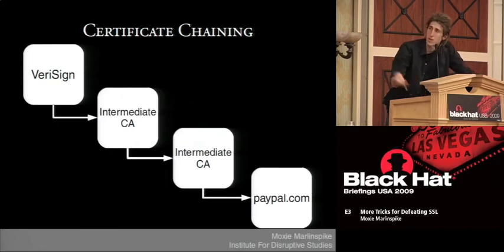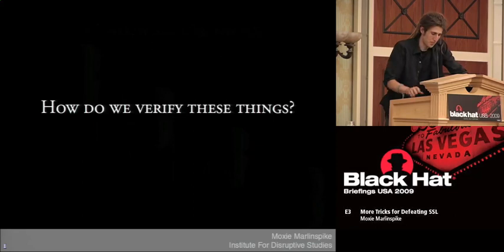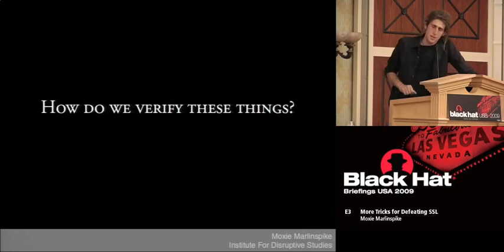There can be many, in fact. I don't know that there's any RFC or standard which sets a limit. I think it's implementation specific, and I think in Firefox the limit is 25. So you could have 25 of these intermediate certificate authorities in here somewhere. And so the question is, how do we verify these things, right? Someone hands you a certificate chain, what do you do?